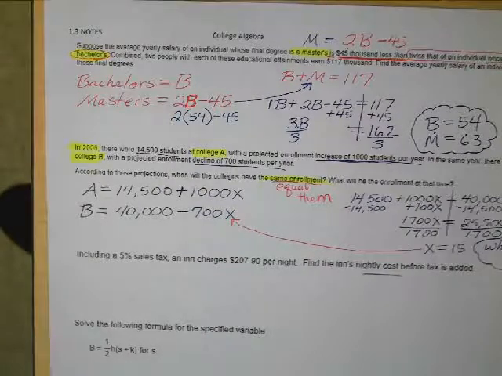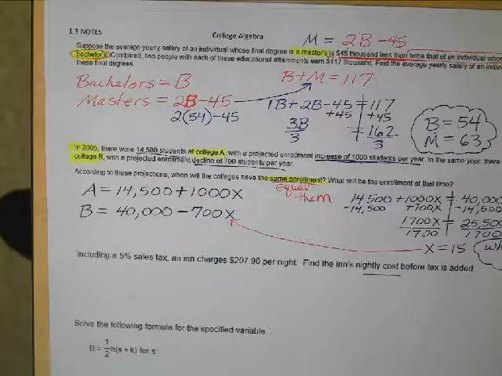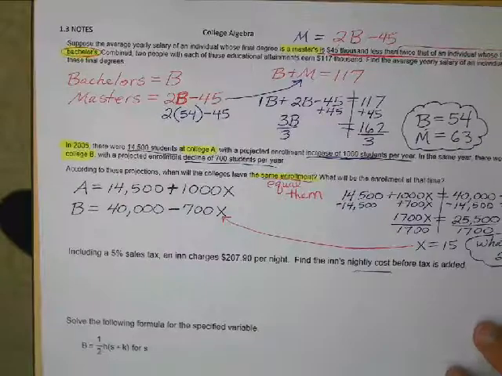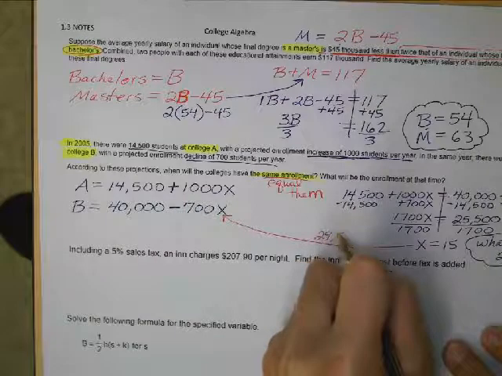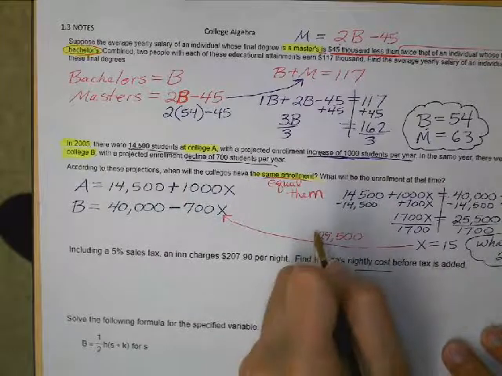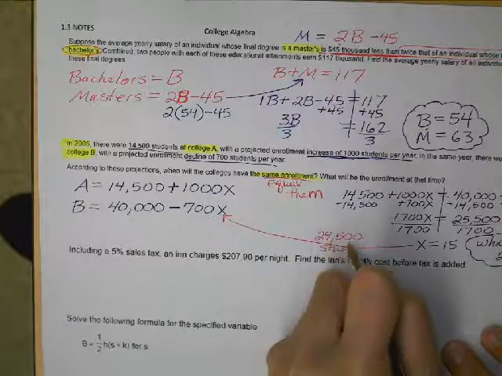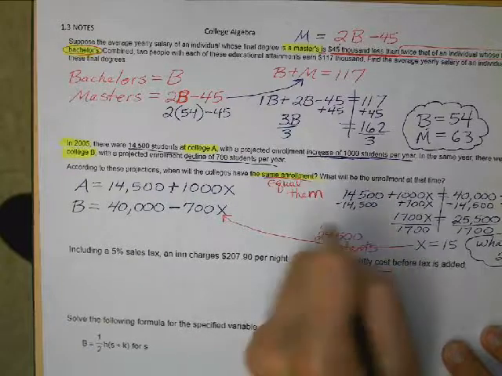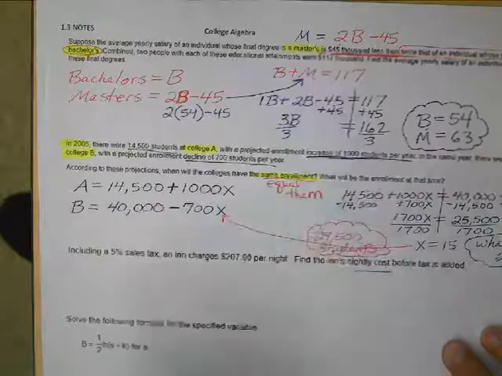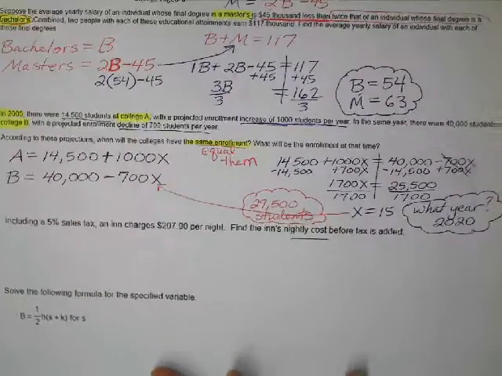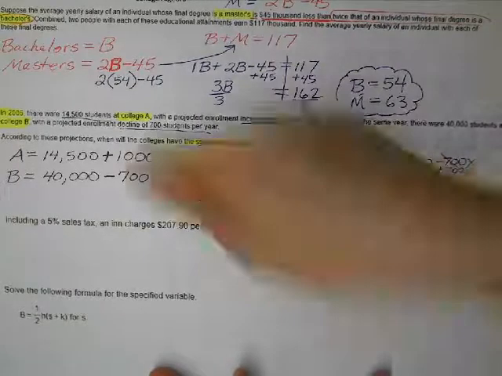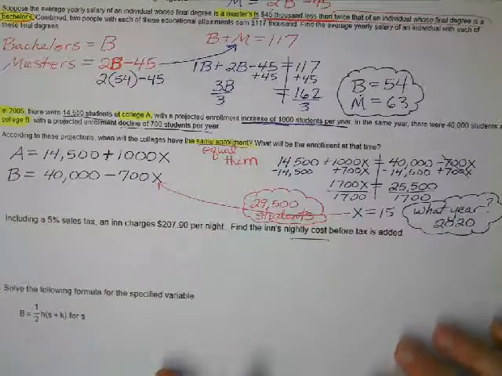So it's 15 for X, plug it in. Yeah, 29,500, good job. You plug it back in, you get 29,500 students enrolled. So there's a two-part question, and that comes up on the assignment. I know there's one like that with a two-part, like what year and what's the answer. If that was the year, then plug it in and find the actual answer.